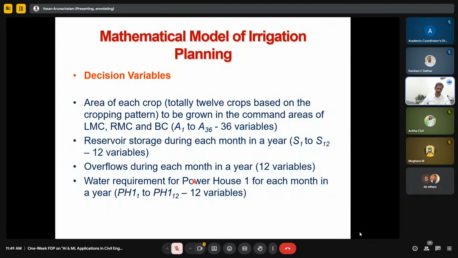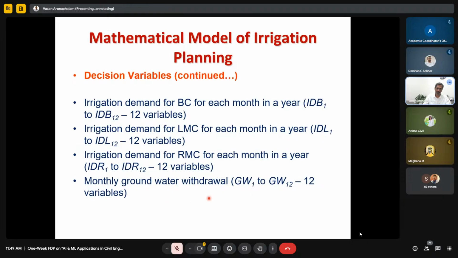In the same way, my first priority is always irrigation for agriculture. After that, I will try to meet the requirements for powerhouse 1 also, right? Here it's powerhouse 1, January, February till December. Their requirements are 12 variables. Then there is the irrigation demand, which means I am doing this as a monthly analysis.